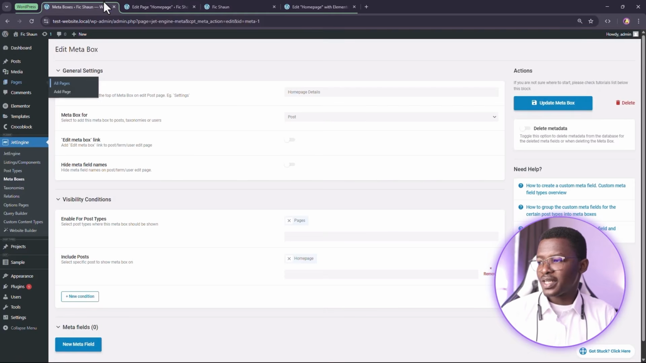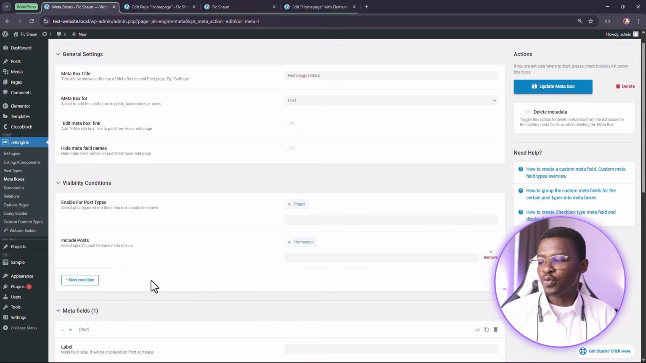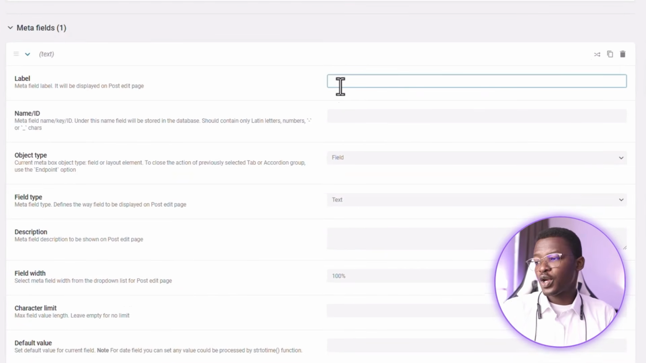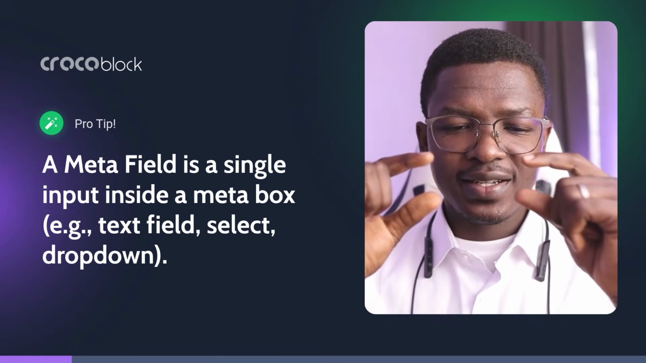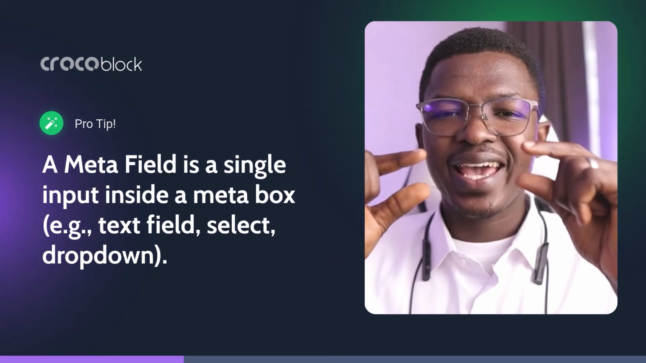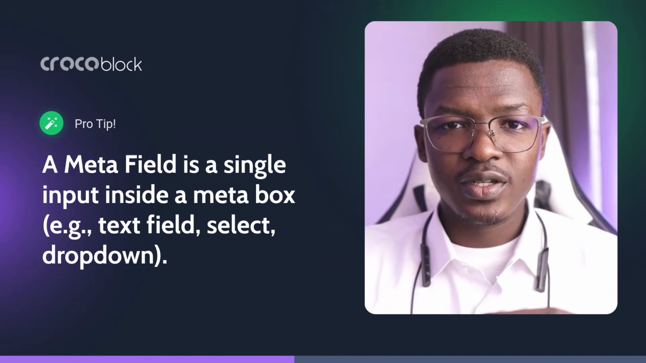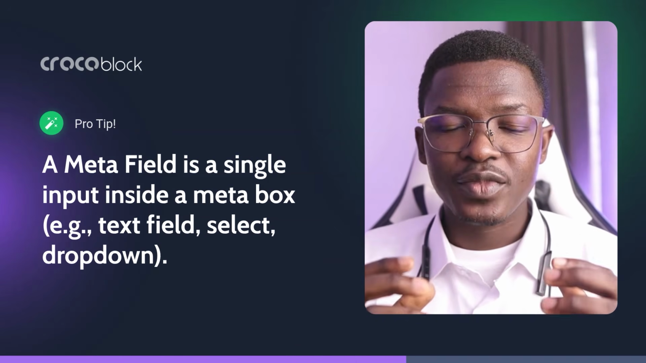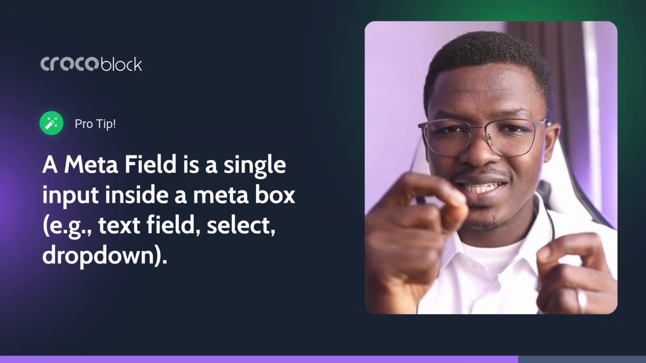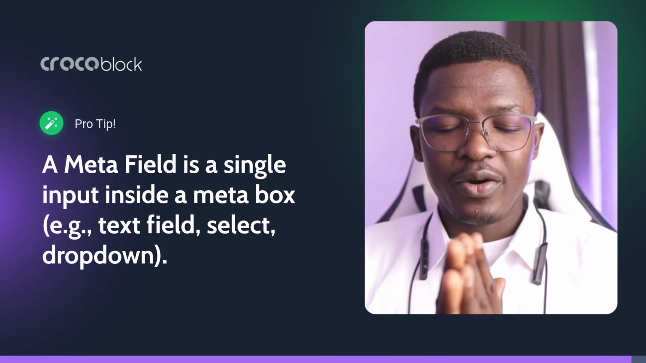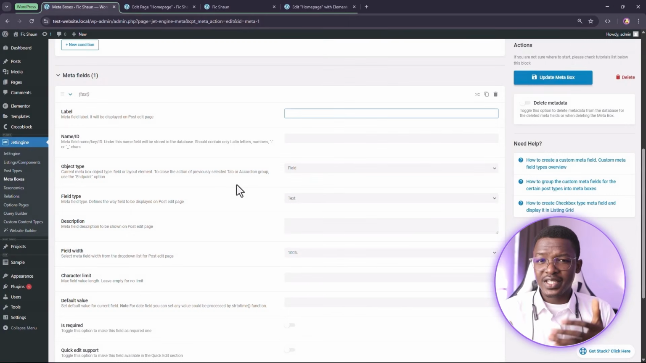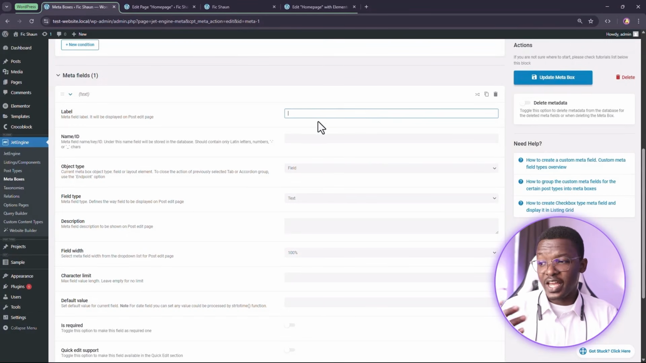Let's see if we come inside of meta boxes here and just click on new meta field and try to add a new meta field. We come here to where we have label and we can give this meta field a name. What is the name we want to call this? It will depend on what we know about meta fields. A meta field is a single input inside of a meta box that helps you collect data and attach that data to a meta key. Now, if that's confusing, we can very easily demonstrate that by simply typing in a name or a label for our meta field.